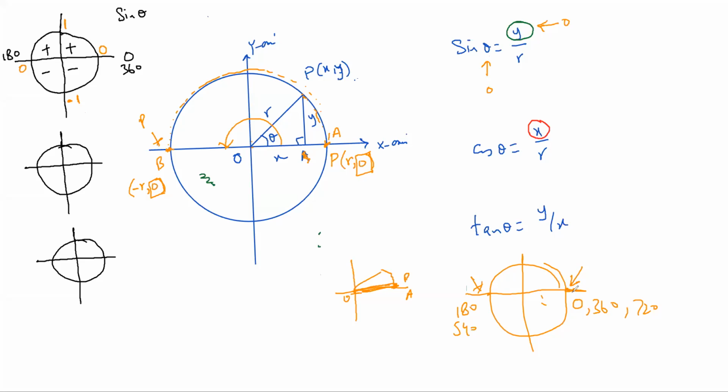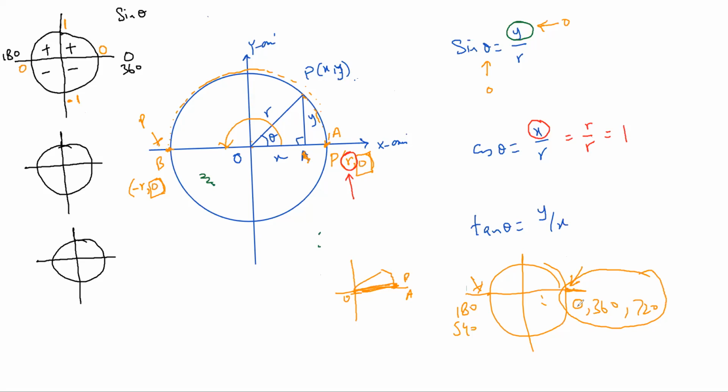Now, guess, what will be the value of cos of all these angles? What will be cos 0? Yes, tell me. 1. Why 1? Yes. The x coordinate is r. And look at this. If it becomes r over r, what will it be? This will be 1.